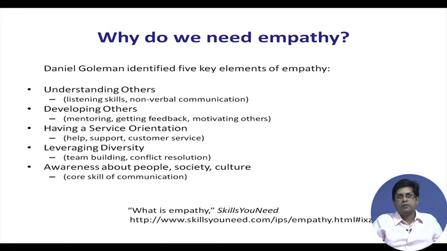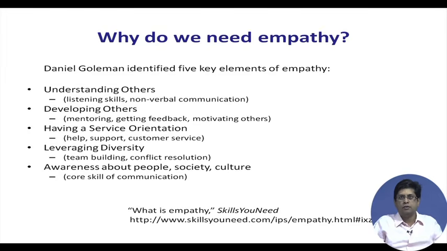Why do we need empathy? Now, Goldman has identified key elements of empathy, and we can look at some of the very significant relevances of empathy in the context of soft skills. The 5 elements that are linked to empathy are understanding other people, developing other people, that is developing a community response. Empathy leads to trying to help other people, so having a service orientation, where you think less about yourself and more about the other person, permitting diversity, different varieties of opinions, openness, and a larger awareness of people, society, culture, their politics and all that.